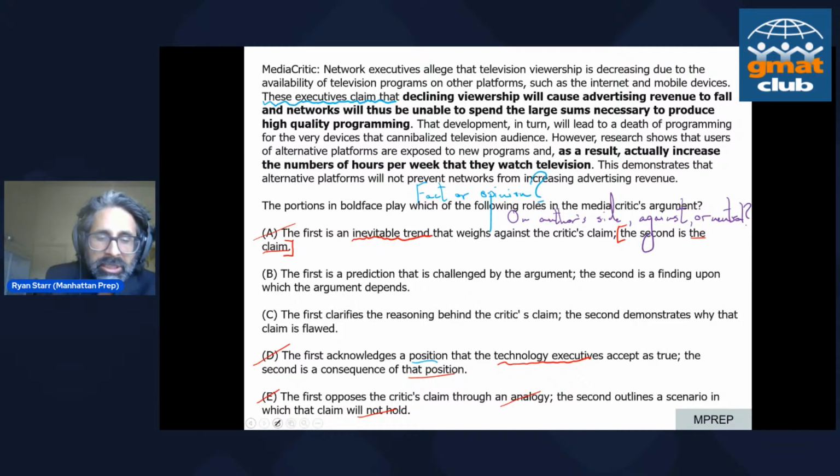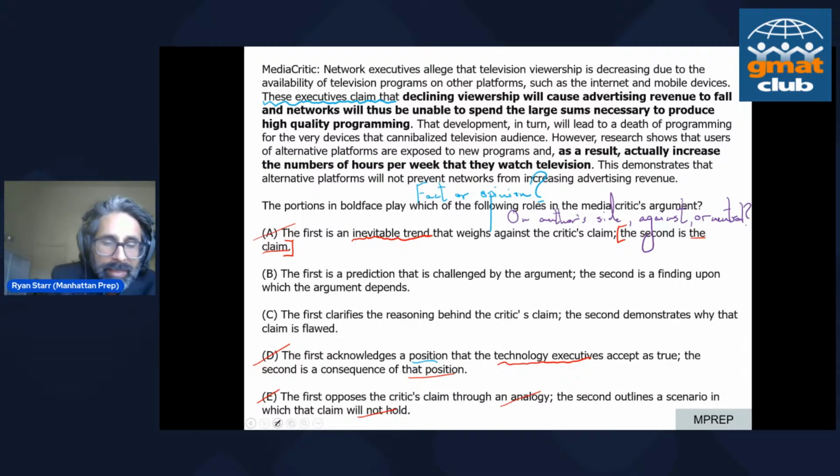"First is a prediction that is challenged by the argument." Okay, so is the first a prediction at all? Prediction is in line with claim and stuff like that. A lot of claims are themselves predictions. If we look at it, declining viewership will cause advertising revenue to fall and networks will thus be unable to spend, and so on. Yeah, that's definitely a prediction, right? It's in the future tense. That's all it takes for something to be a prediction.